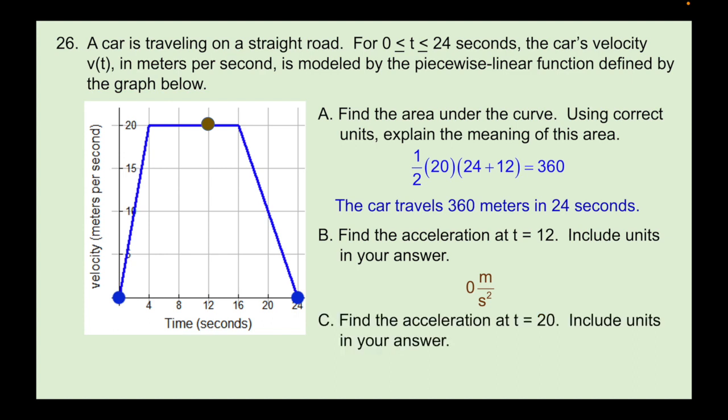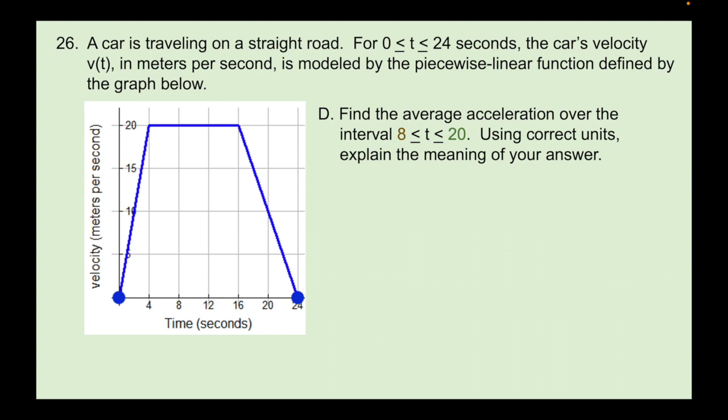For C, find your acceleration at 20. So we're going to use the same process and find the slope. So this one, the slope of that piece is going to be, it's going down a total of 20 to go over a total of 8. And so when we simplify that, you're going to get -5/2, or -2.5. And again, that's meters per square second.